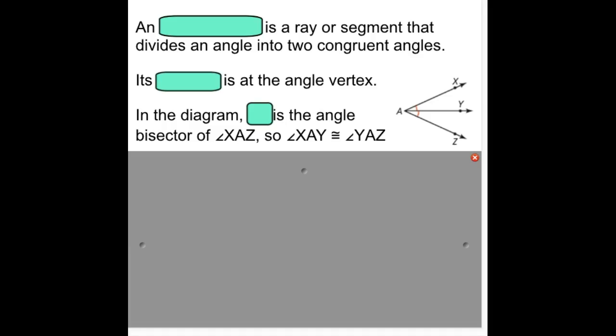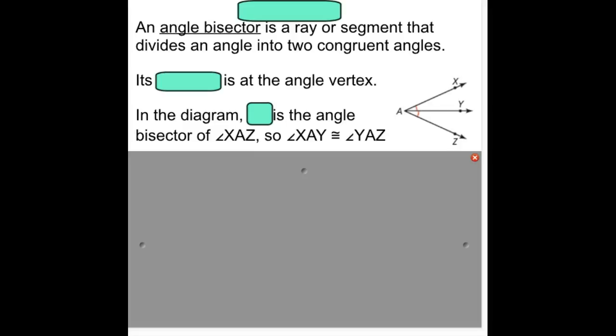Our last topic of the day is angle bisectors. There we go. An angle bisector is a ray or segment that divides an angle into two congruent angles. Its endpoint is at the angle vertex.